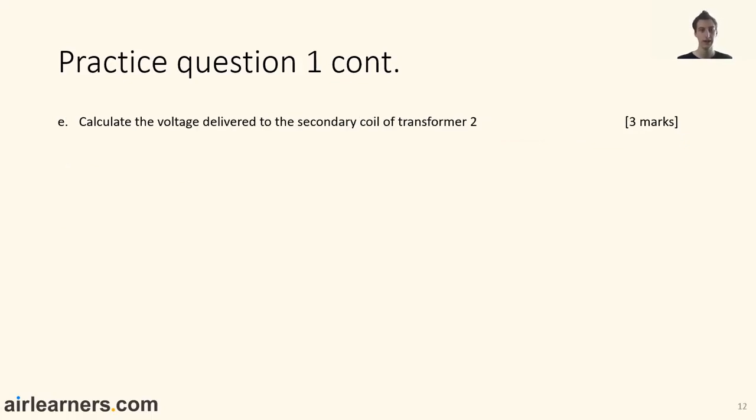All right, next one, calculate the voltage delivered to the secondary coil of transformer 2, or the second transformer. It's worth 3 marks, so you're going to have to do a little bit of work to get there. Again, use your answers from previous questions to help you out.